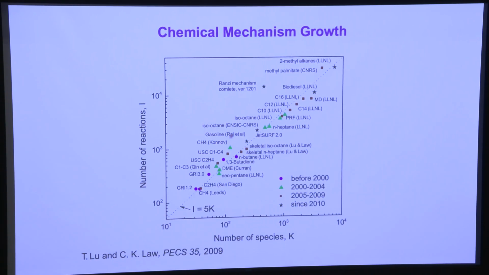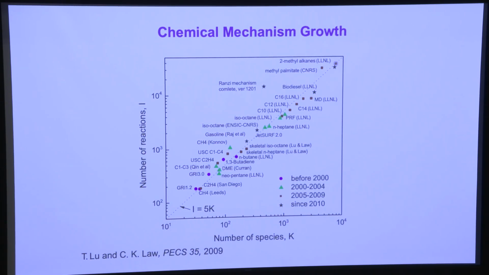Also, the symbols here are color-coded based on periods of time. And so before 2000 is in blue, and since 2010 is in these starred symbols. And you can clearly see that as you go to more complex fuels, large hydrocarbon fuels, biodiesels, you're way out here at thousands of species and 5,000, 10,000s of reactions. More common fuels that we study, like methane, CH4, isooctane as a surrogate for gasoline, are somewhere in the order of hundreds of species, and likewise number of reactions.